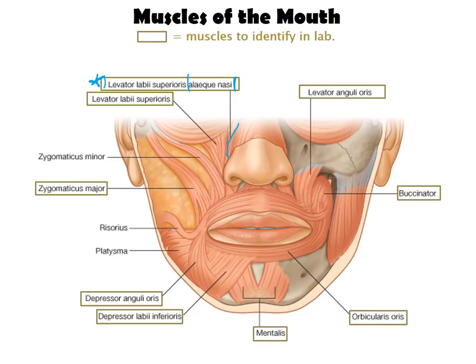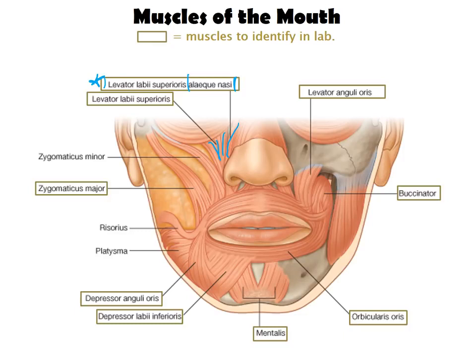Shown here just lateral to the levator labii superioris alaeque nasi is the levator labii superioris, shown here. Again, as its name suggests, it's going to elevate the upper lip. And it will also help to deepen the nasolabial sulcus. Notice how many of the fibers of these muscles which reach down toward the lips blend with the circular orbicularis oris muscle.